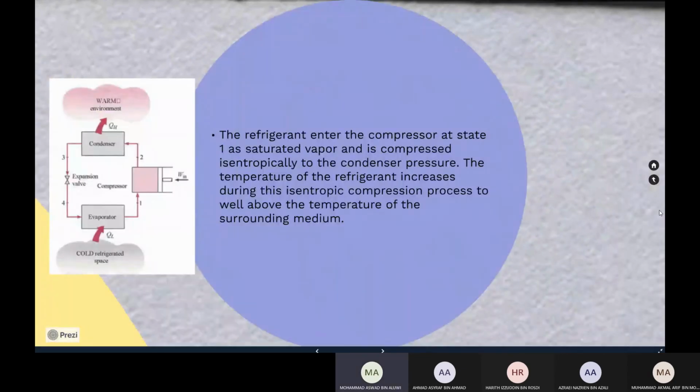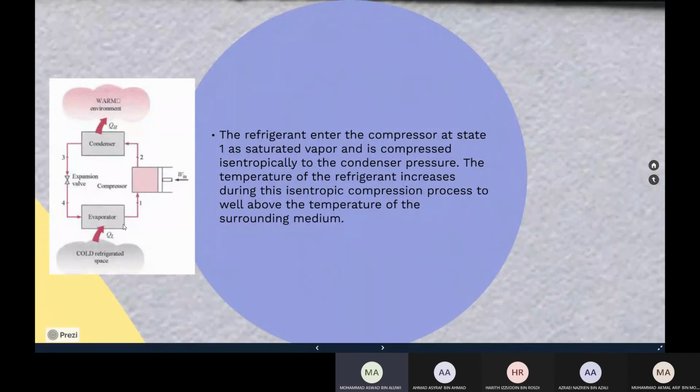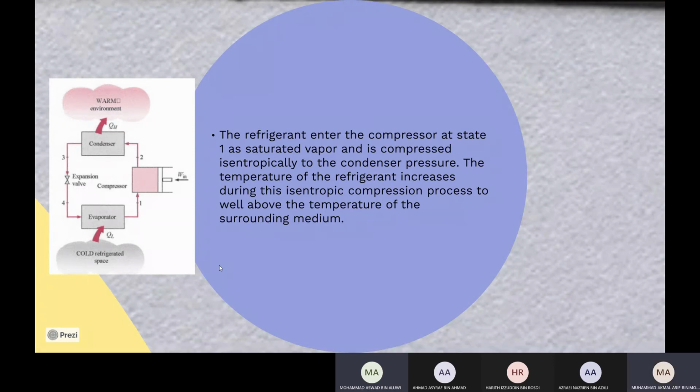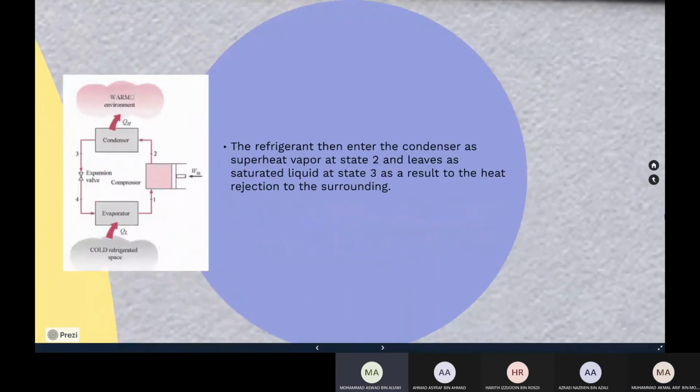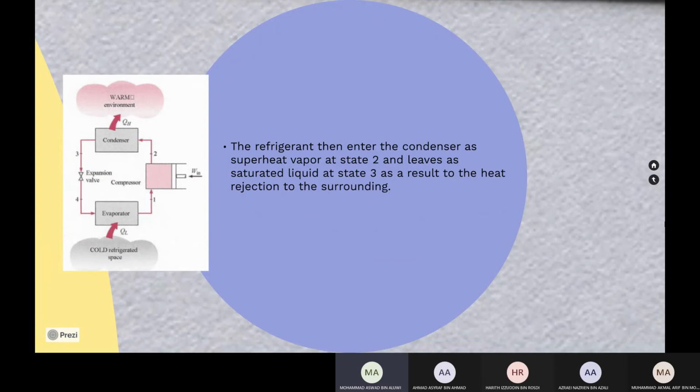So the refrigerant enters the compressor at state 1 as saturated vapor and is compressed isentropically to the condenser pressure. The temperature of the refrigerant increases during the isentropic compression process to well above the temperature of the surrounding medium. The refrigerant then enters the condenser as superheated vapor at state 2 and leaves as saturated liquid at state 3 as a result of the heat rejection to the surrounding.